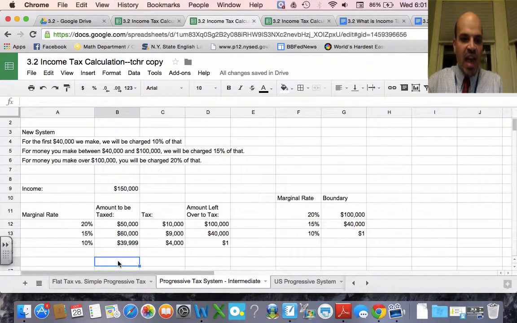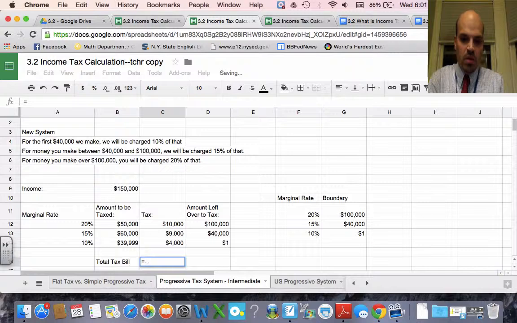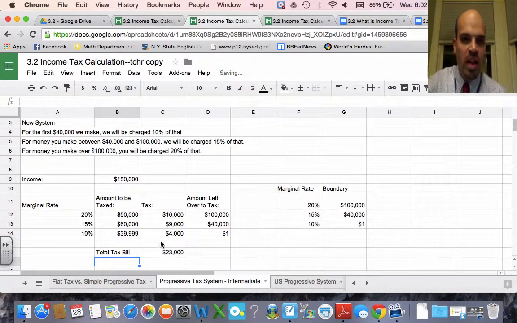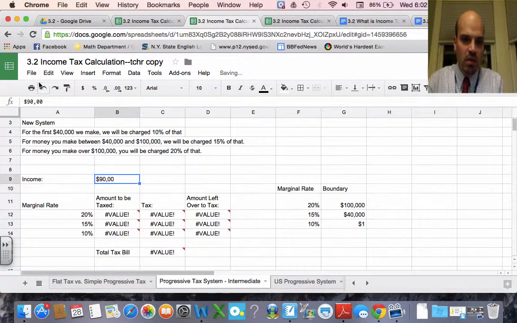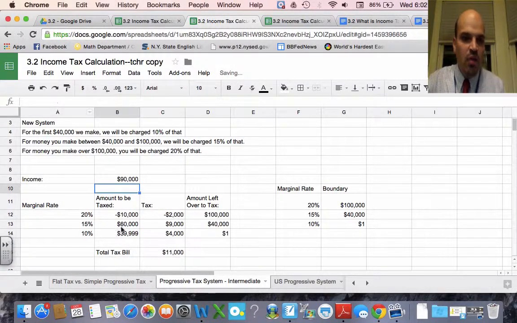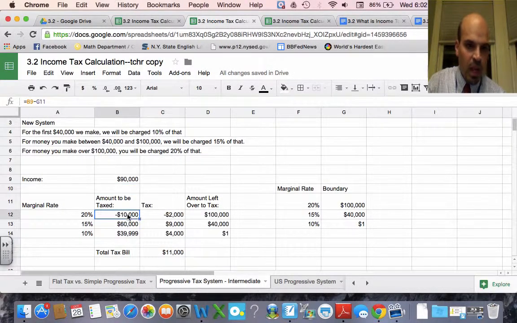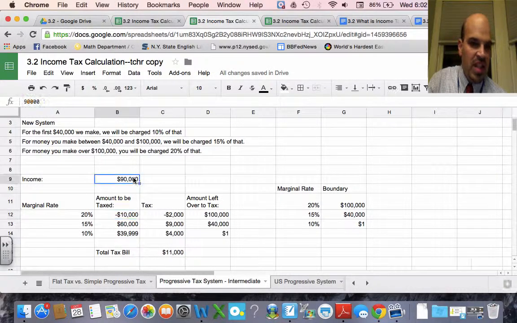And now I can add up my total tax bill. I can sum up the total tax. And I tax $23,000. There's one little problem with this if I wanted to change this number. Watch what happens. Let's say I made it $90,000. If you notice, if I make it $90,000, in here I get a negative $10,000. That's because this number was below this first boundary, so I'm getting a negative here.